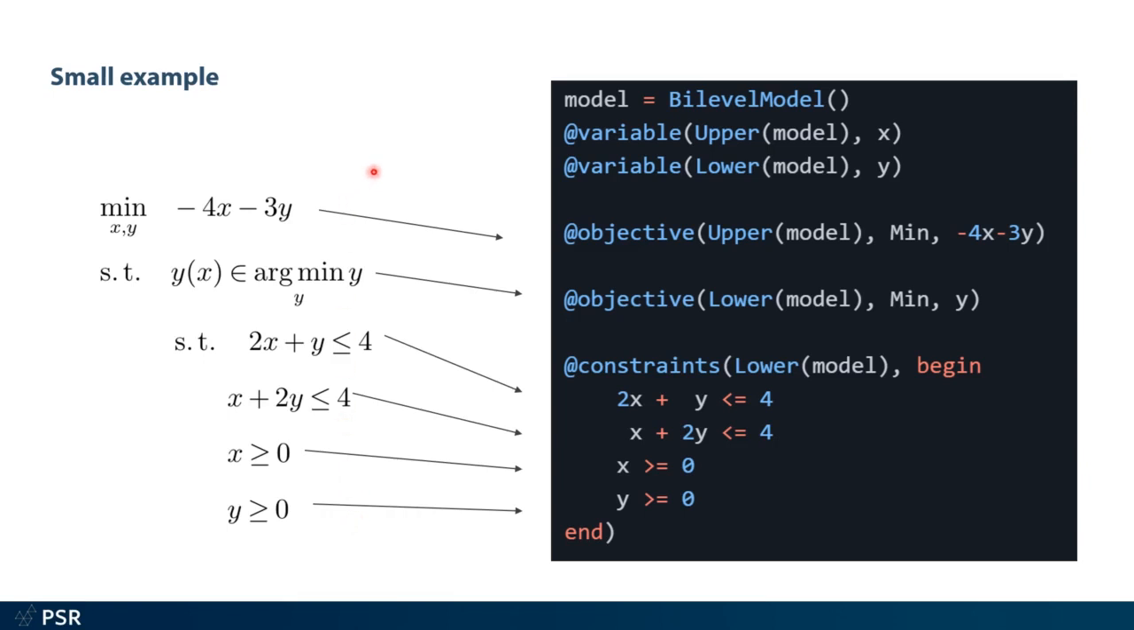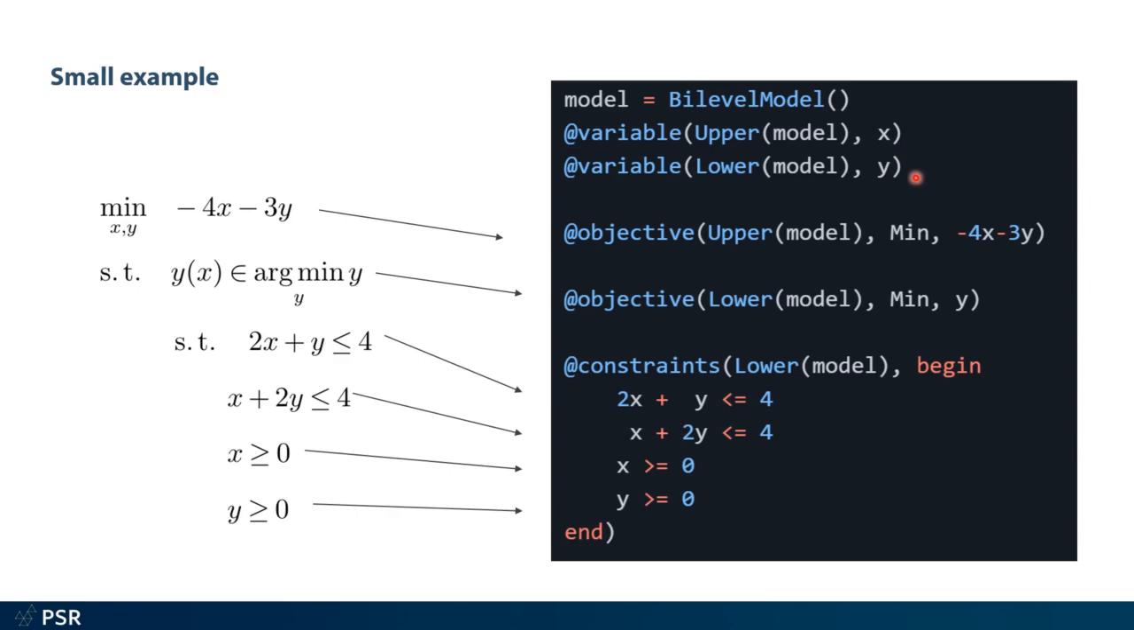Well, the formulation in BilevelJuMP is very similar to JuMP. Instead of having the classic JuMP model, we have a bilevel model on which we can add variables to either the upper level or the lower level. So now we add x to the upper level and y to the lower level.